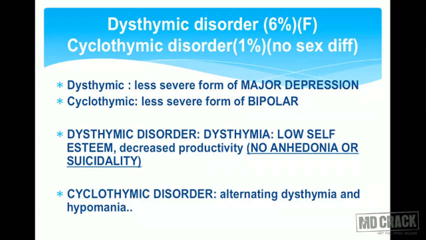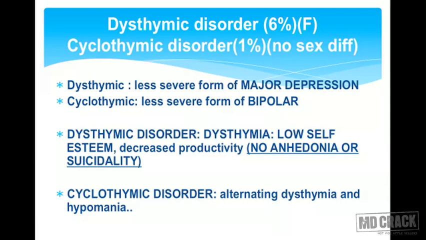Next, we're going to discuss what is dysthymic disorder and what is cyclothymic disorder. If you remember the initial discussion, dysthymic disorder is a less severe form of major depression, and cyclothymic disorder is a less severe form of bipolar disease. Dysthymic disorder is more commonly seen in females and the incidence is 6%. Cyclothymic disorder has no sex difference and is less common, that's 1%. In dysthymia, there is low self-esteem and decreased productivity, but most importantly, there is no anhedonia, that is incapacity to obtain pleasure, and there is no suicidality.